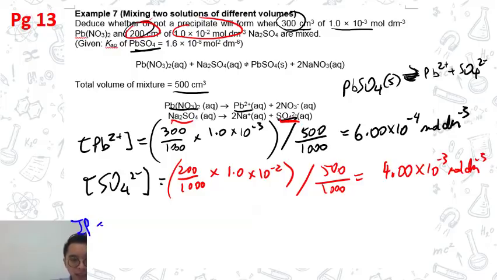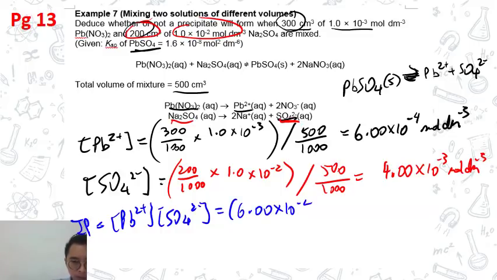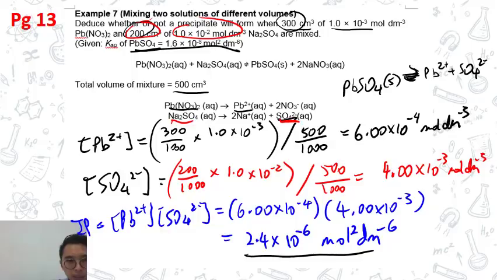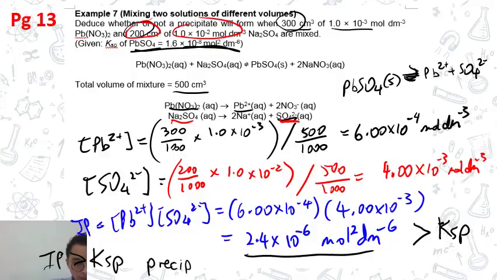Let's find my IP. IP is just Pb2+ multiplied by SO42-. Multiply it together will give you a value of 2.40 times 10^-6 mole square dm-6. Let's compare this. This is the IP. Ksp is 1.6 times 10^-8. This looks larger. It's larger than Ksp. IP is larger than Ksp, which means precipitation occurs.